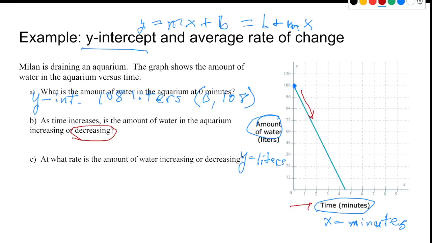And then finally, at what rate is the amount of water increasing or decreasing? Well, it's decreasing. What we need to do to find the rate is find a second point. Along this line, there are a couple of nice values that will give us points that we don't have to interpolate halfway between. There are actually several of them. We could use any of these. I guess we could use this and assume it's 4.5, but it might not be.